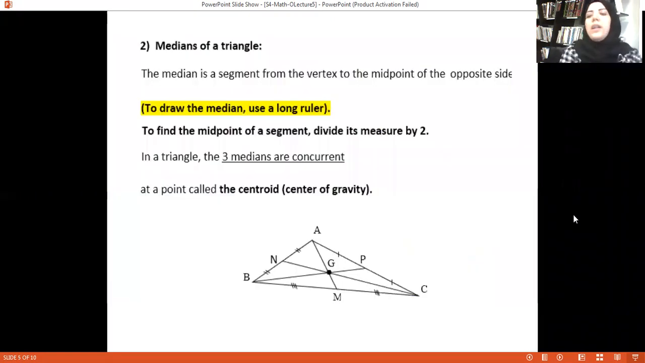Now, the second thing we are going to talk about is the medians, and it's very easy. From the word median, you can see that it's related to the midpoint. So the median is a segment drawn from the vertex to the midpoint of the opposite side. So it's not perpendicular, it's to the midpoint of the opposite side. And to draw the medians, it's enough to use a long ruler. So the first thing we have to do is to find the midpoints, then join them with the vertex. Also, the three medians are concurrent and they meet at a point, we call it the centroid.